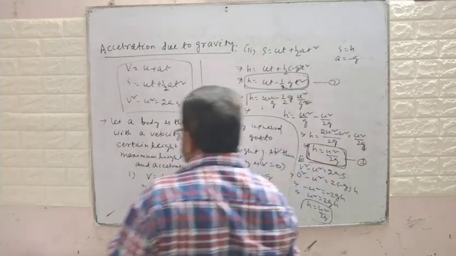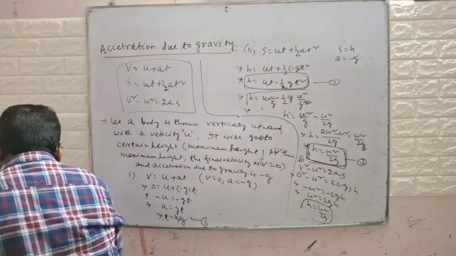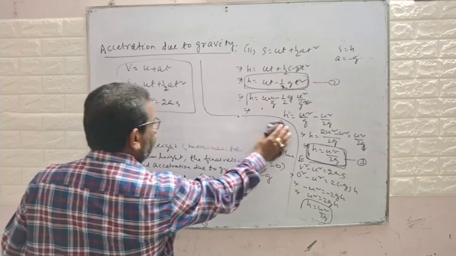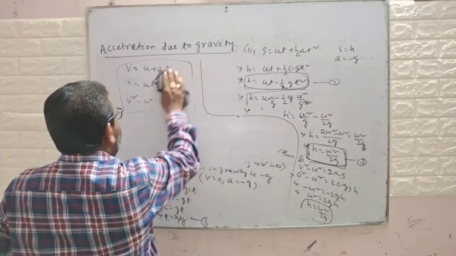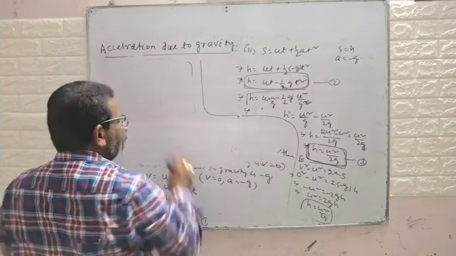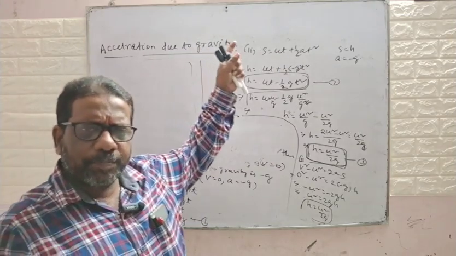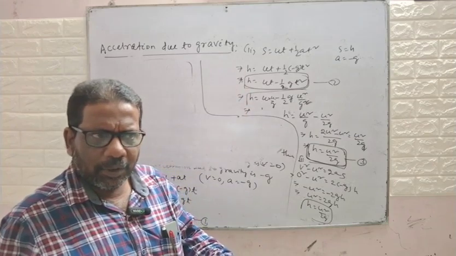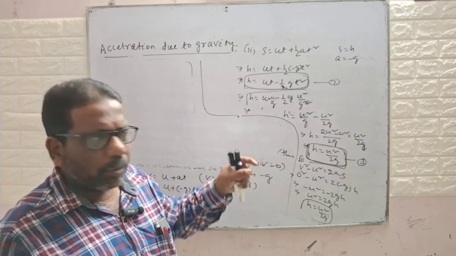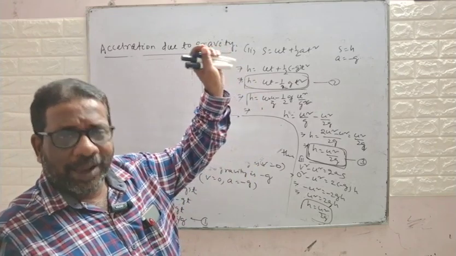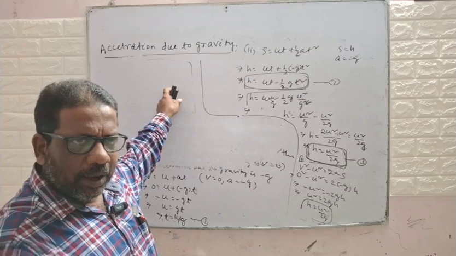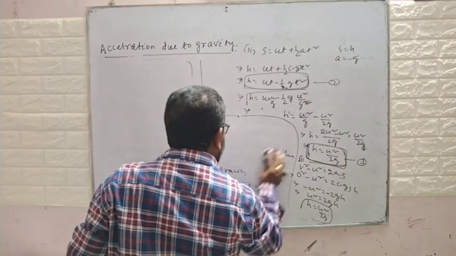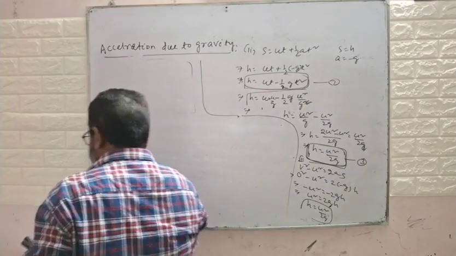Now we will find what will be the time of descent. After attaining maximum height, the body will again come to the earth. The time taken to reach the highest point is called time of ascent, and time taken to reach the ground is called time of descent. Now we will calculate time of descent.